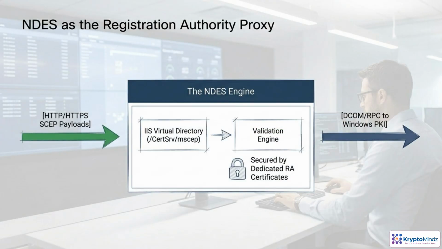NDES sits between SCEP-speaking devices and your Windows CA, acting as a registration authority proxy. Devices send SCEP requests over HTTP or HTTPS to an IIS endpoint, which is simply the web front door. Behind that, the NDES validation engine checks each request: challenge password, template mapping, and policy rules. If everything checks out, NDES forwards a sanitized request to the issuing CA over DCOM or RPC using its dedicated RA certificates, then returns the issued certificate back to the device.